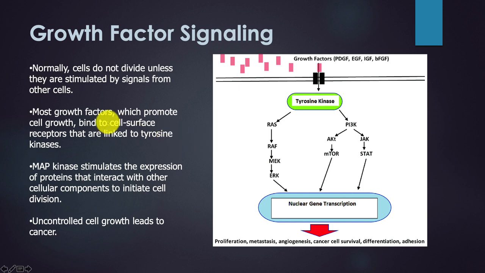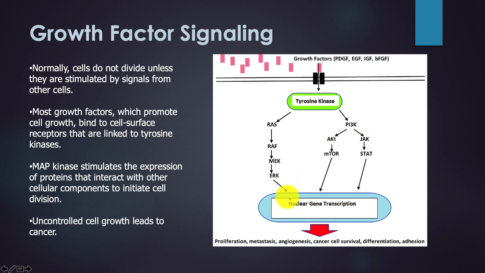They promote cell growth. They bind to the surface of the receptors. And these receptors are linked to a tyrosine kinase. What is a kinase? It is an enzyme. And this enzyme will basically, once it's turned on, activate all these other signals, right? RAS, RAF, MEK, ERK, PI3K, AKT, mTOR. You guys that lift weights know that. mTOR is a big one with what? Muscle growth. So it only makes sense that with cellular growth, since muscles are made of cells, mTOR is involved.